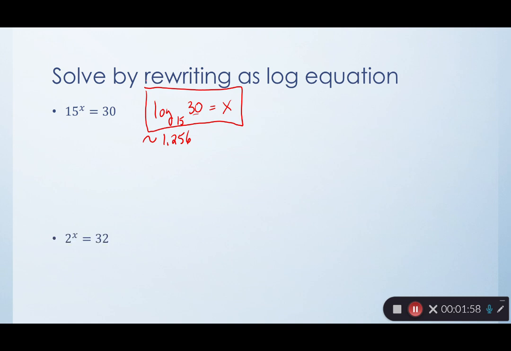2 to the x equals 32. So we can solve that one via the equal base property, but we could also rewrite it, right? Log base 2 of 32 equals x. And this one we can solve exactly with a calculator or whatever that it's 5.